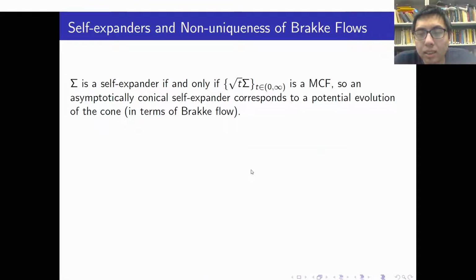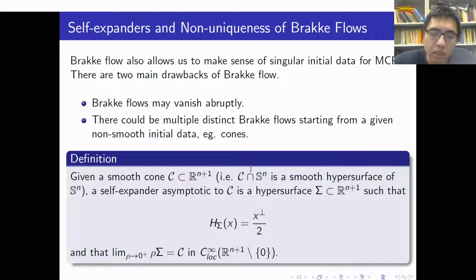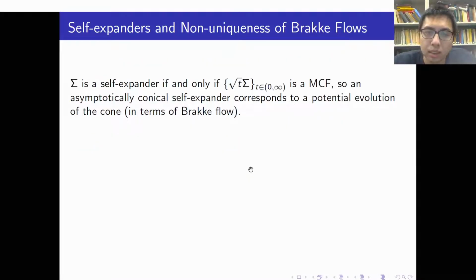So why is that? I said that self-expanders are potential evolutions of the cone. That's because sigma is a self-expander if and only if square root of t times sigma, for t positive, is a smooth mean curvature flow. Okay, so taking account of this asymptotically conical condition, you see that an asymptotically conical self-expander corresponds to a potential evolution of the cone.